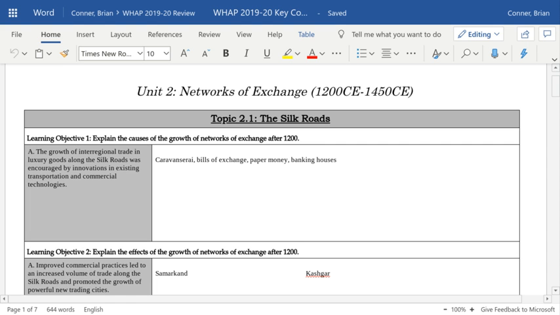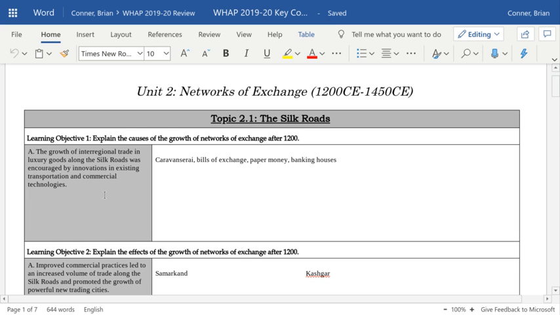So the first topic, 2.1, is the Silk Roads. As we're talking about this, for everyone, you need to know the causes and effects of each of these trade routes. So you're going to see A is going to be pretty similar for all of these. As we're looking at it, we have two categories of effects. We have existing transportation technologies and we have existing commercial technologies.